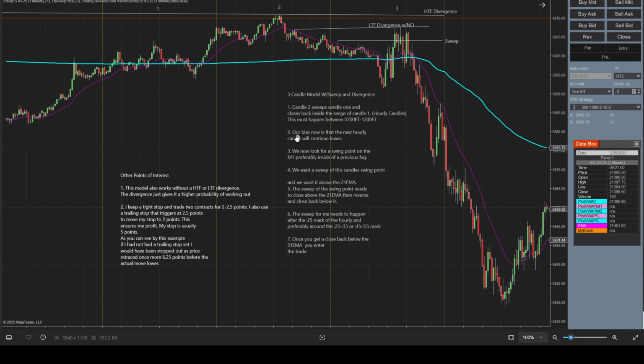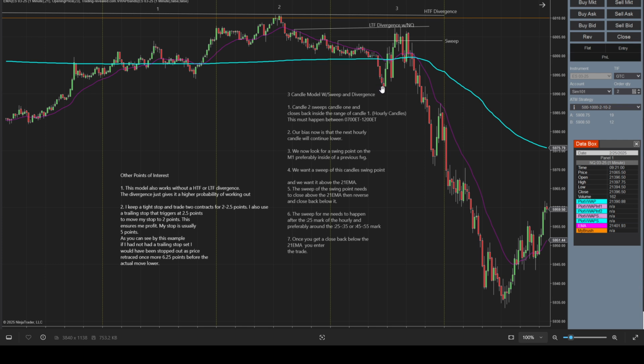So once this sequence happens, my bias now is going to look short. That's how I look at it. Will candle three continue lower? That's where we're going to look and see if it gives us clues that it's going to continue lower. So candle three opens here. We're not trading any of this stuff right here. Don't get caught up in FOMO right here.